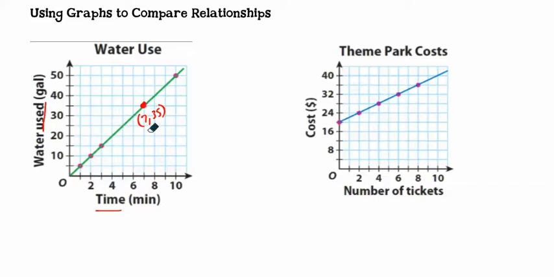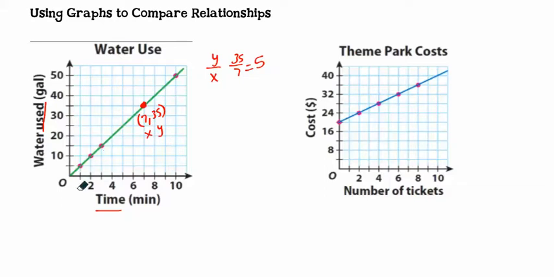Okay. So because it's proportional, I can use that information to figure out what my constant is. So if this is my x value and this is my y, remember my constant is my y over x. So I would simply write 35 over 7, which equals 5. So my constant is 5. Okay, so that's a way to find your constant on a proportional line.